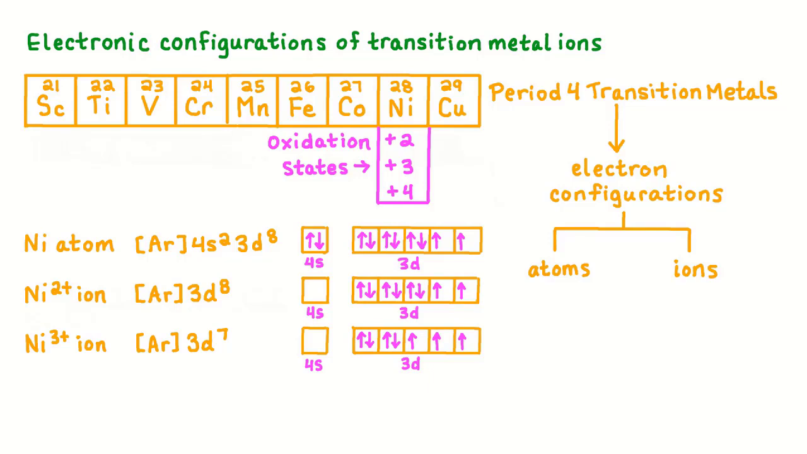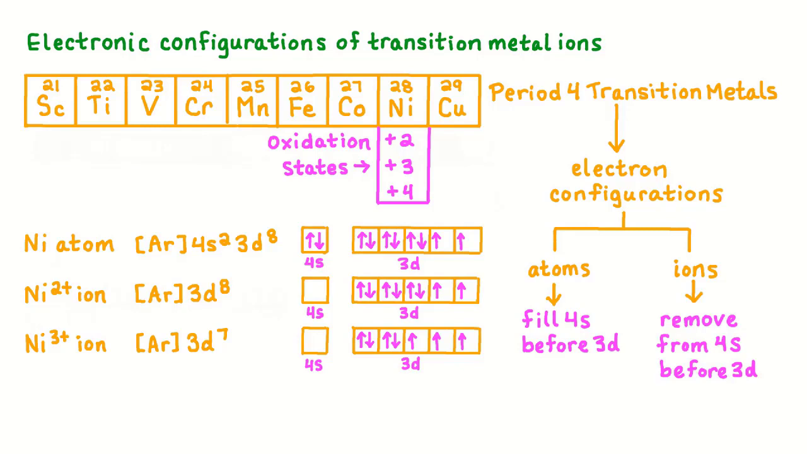In general, when writing the electron configurations of transition metals in period 4, the 4s subshell is filled with electrons before the 3d subshell. In comparison, when writing the electron configurations for transition metal ions, electrons are removed from the 4s subshell before the 3d subshell. Before we summarize what we've learned about transition metals and their electron configurations in this video, let's take a look at a question.